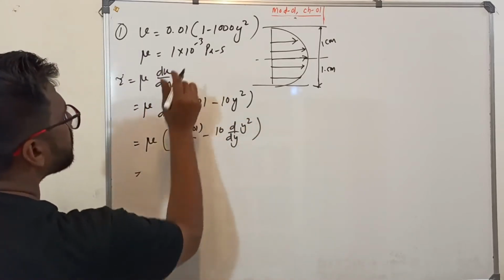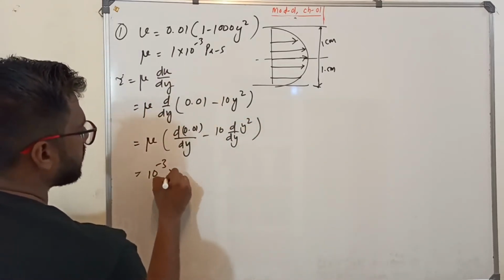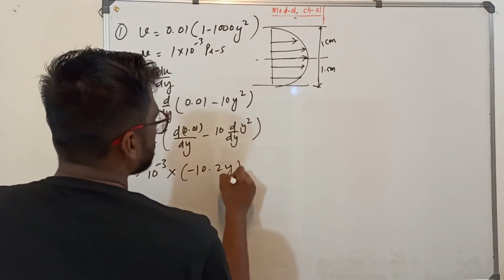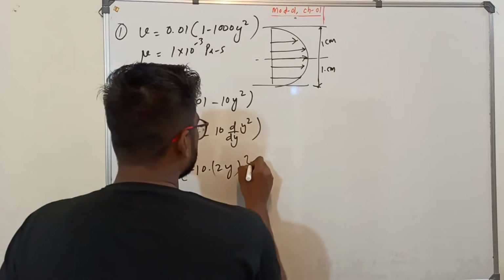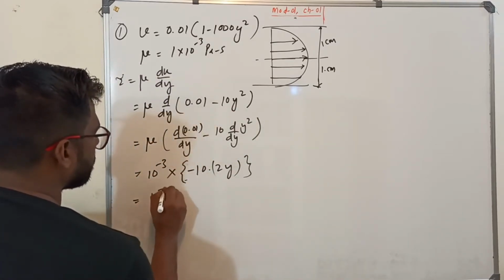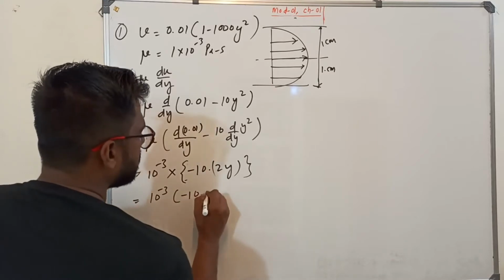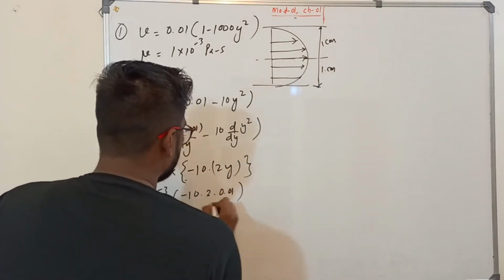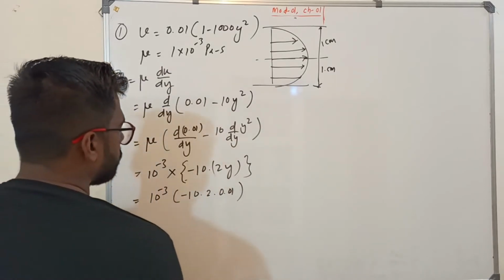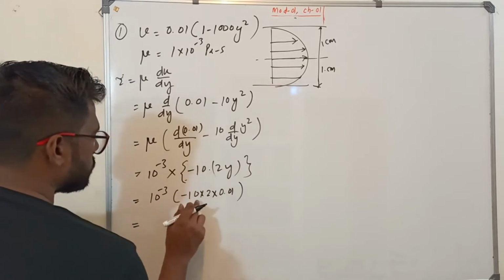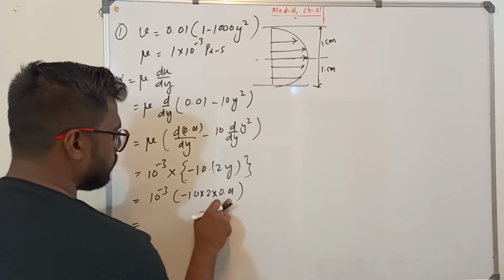So mu, you got 10 to the power minus 3 Pascal second into minus 10. What is this? 2y. Differentiation of y square is 2y. So what you got? 10 to the power minus 3 into minus 10 into 2 into y. 1 centimeter, 0.01 what? Meter. So what is the answer I am getting? This is multiplication. Okay. So 10 into 0.01.